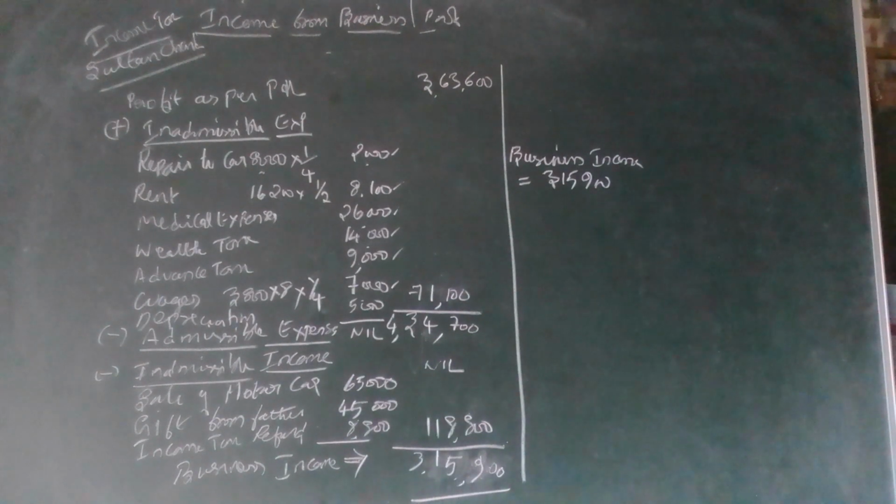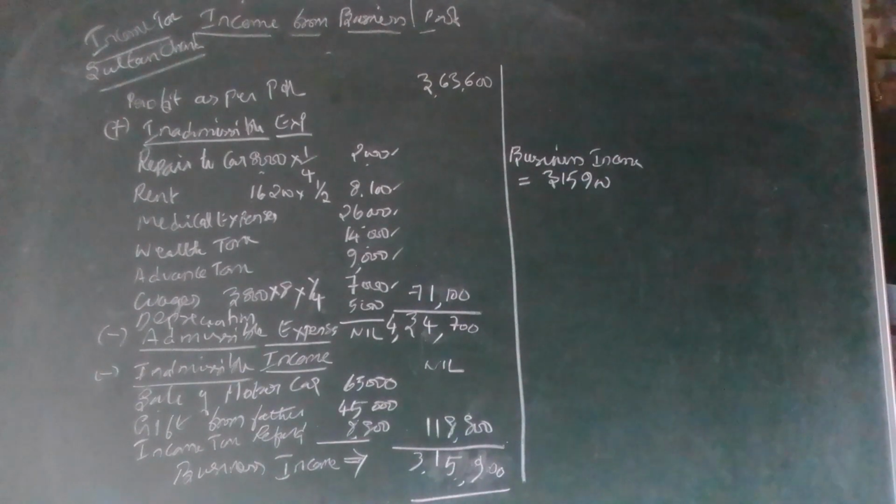The car was sold for 65,000 in the same year. So the car was purchased for 80,000, depreciation was charged, and the car was sold for 65,000 in the same year. If an asset is sold in the same year of purchase, then no depreciation is eligible. So we have to take the amount of depreciation as inadmissible expense.